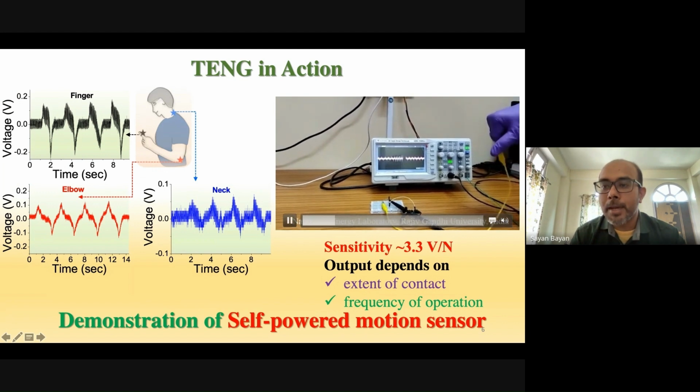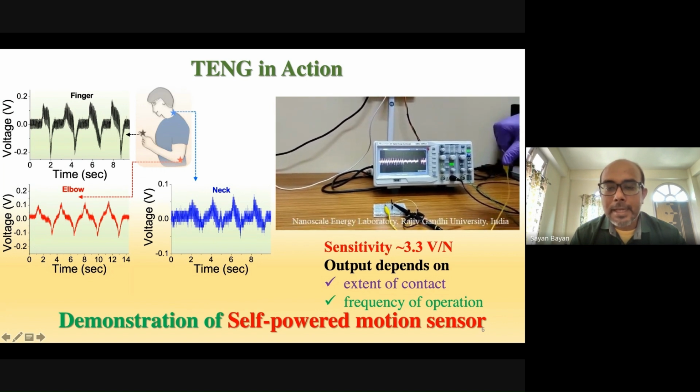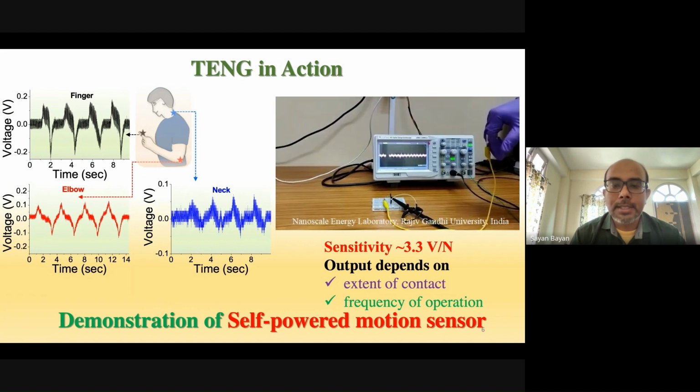And here is a demo of the experiment. One device has been attached on the finger, and you can see that with the operation of the finger, the output is displayed on the DSO. Now one can say that the extent of the voltage generated from this kind of device depends on the extent of contact, and it also depends on the frequency of operation. So it is working as a self-powered motion sensor.